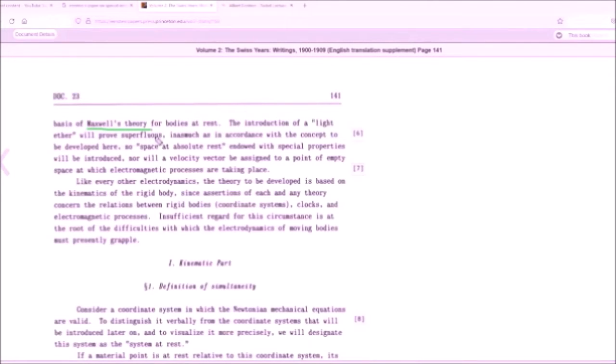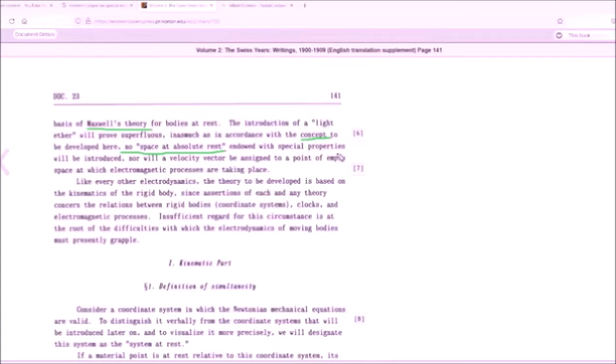Will prove superfluous, inasmuch as in accordance with the concept to be developed here, we are developing a concept of relativity. But you are going to curve the entire space to make the speed of light constant. No space at absolute rest. You have no space at absolute rest, but you assumed an absolute velocity of the light, endowed with special properties. Fine, the special properties are not our concern, but you already endowed the light.